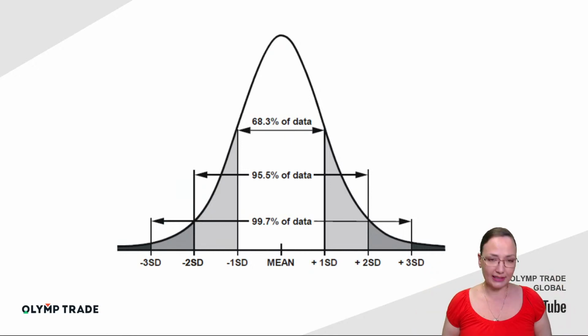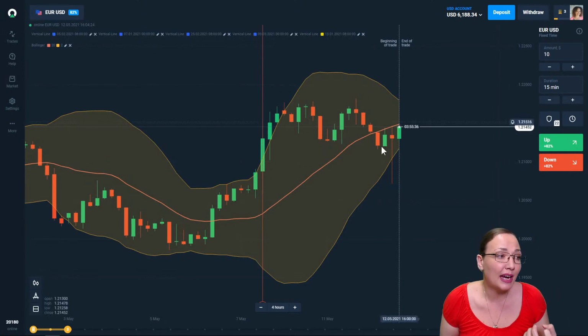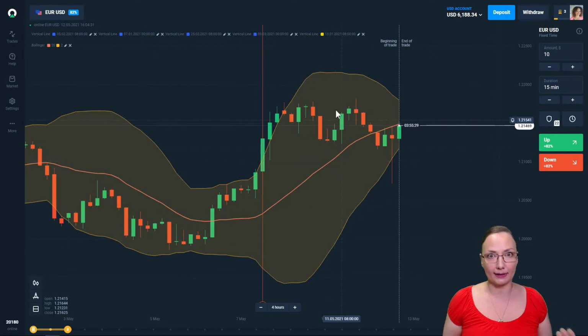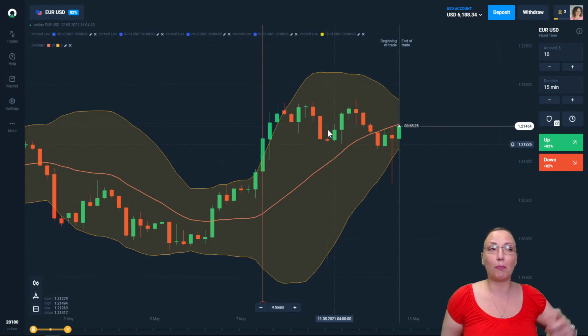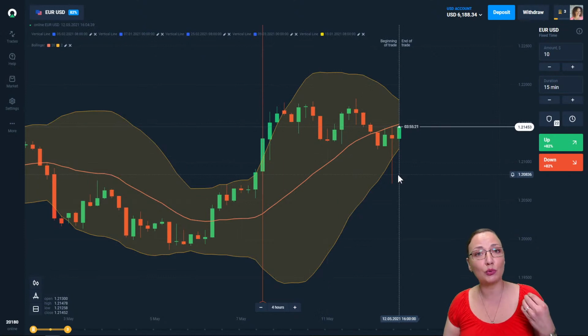Let me go ahead and switch back to my platform. If you want to look more into the mathematical calculation, you can check that out on different websites. The standard deviations tell you how far the price is from the middle line, the 20 SMA. So the outer bands help us to identify if an asset is overbought, too expensive, or if it's oversold, too cheap.